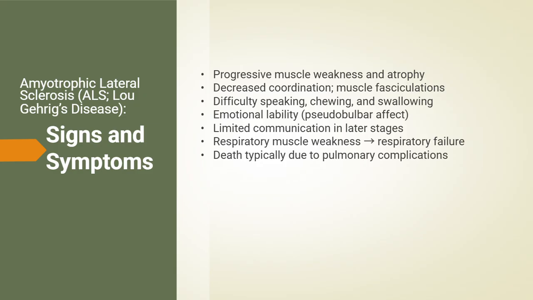In advanced amyotrophic lateral sclerosis, the patient may lose nearly all voluntary motor function, communicating only through blinking or eye-tracking devices. Additional complications can include severe malnutrition, dehydration, pressure injuries, falls, pulmonary embolism, and heart failure. Amyotrophic lateral sclerosis is ultimately fatal, and most patients pass away from respiratory complications, such as pneumonia, atelectasis, or respiratory failure.